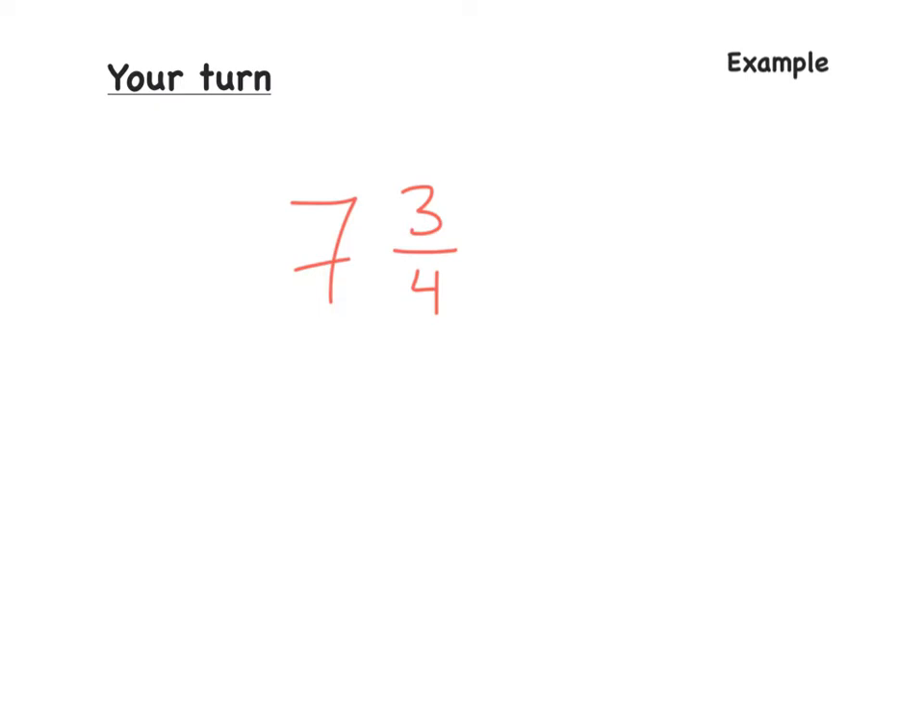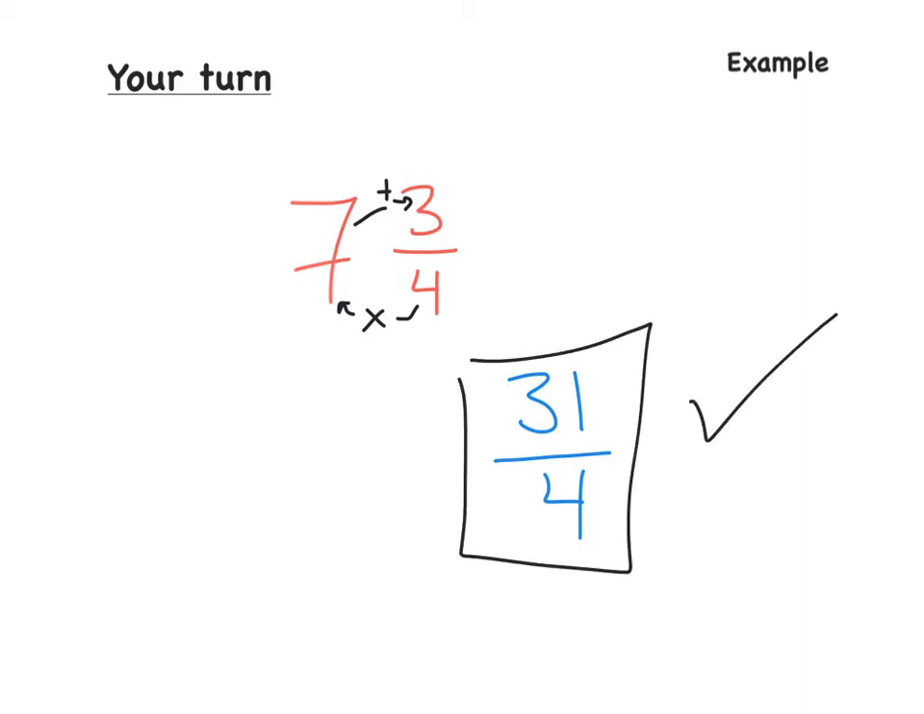Alright, so if we have 7 3/4, remember, multiply the denominator with the whole number. 7 times 4 is 28. 28 plus 3 is 31. So we take whatever the denominator is, and add that. So 7 3/4 is the exact same as 31/4.